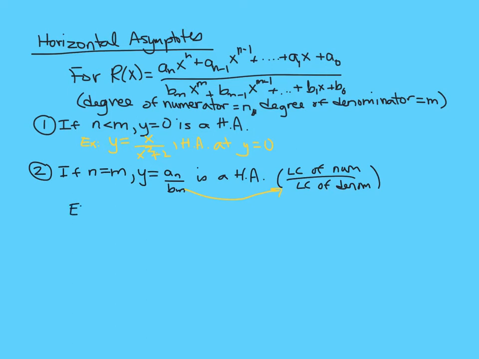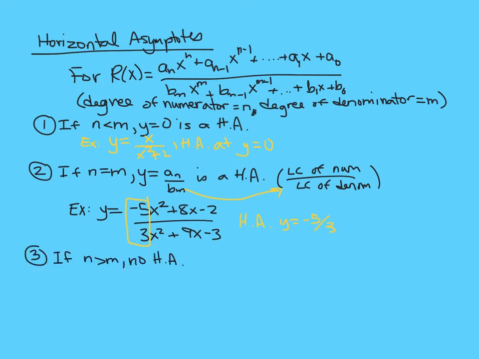Let's say I have y equals negative 5x squared plus 8x minus 2 over 3x squared plus 9x minus 3. For this one, all I need to do to figure out my horizontal asymptote is look at my 2 leading coefficients. I have this negative 5 and the 3. So that one has a horizontal asymptote at y equals negative 5/3.